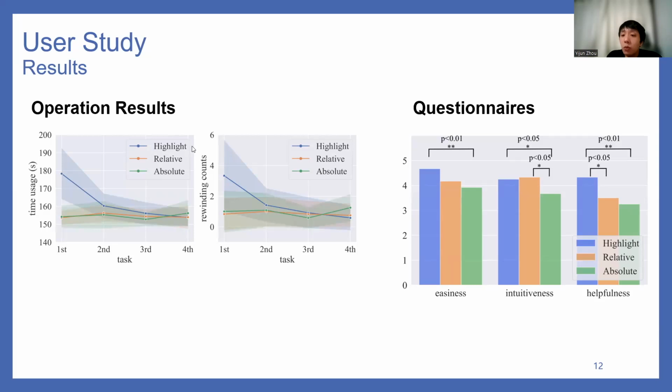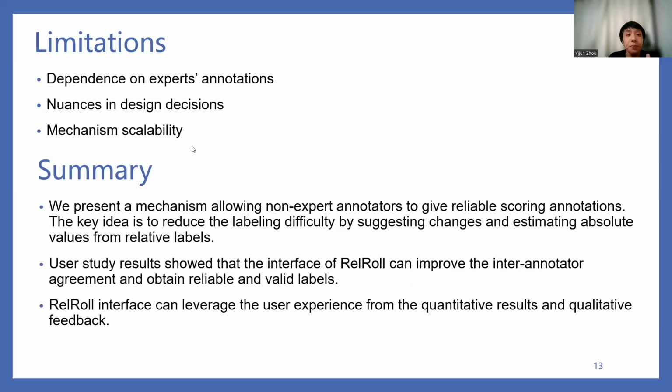We also found better user experience through a post-experiment questionnaire. We asked them to give their ratings on easiness, intuitiveness, and helpfulness. Highlight and relative conditions have better results than the absolute condition. Especially, we found statistical significance on helpfulness between the highlight and relative conditions. So we believe this is the contribution of the highlights.